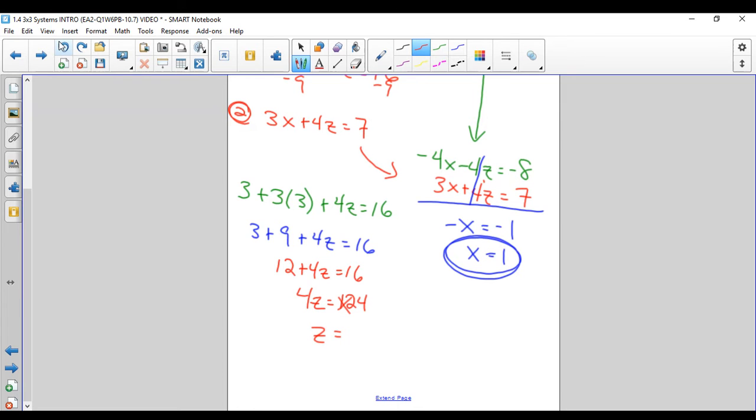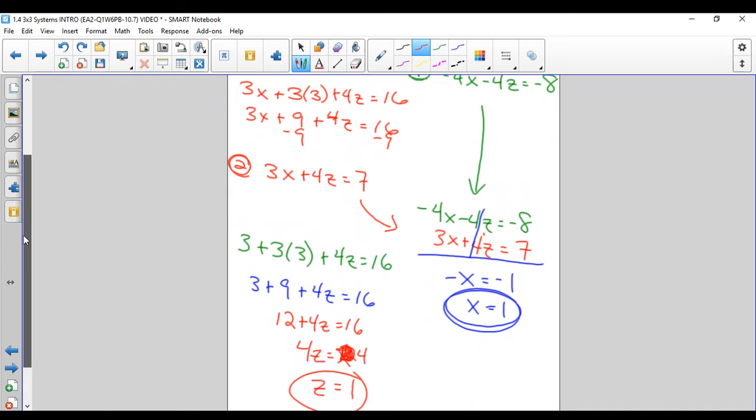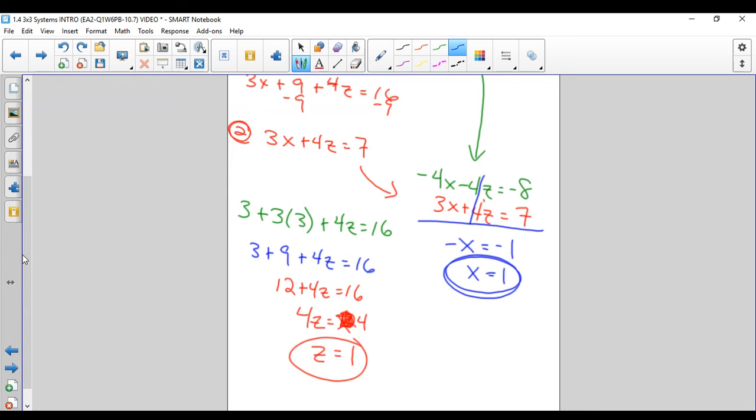And then z equals 1. I have 3 solutions. X is 1, y is 3, z is 1. And there's my ordered triple: 1, 3, 1.